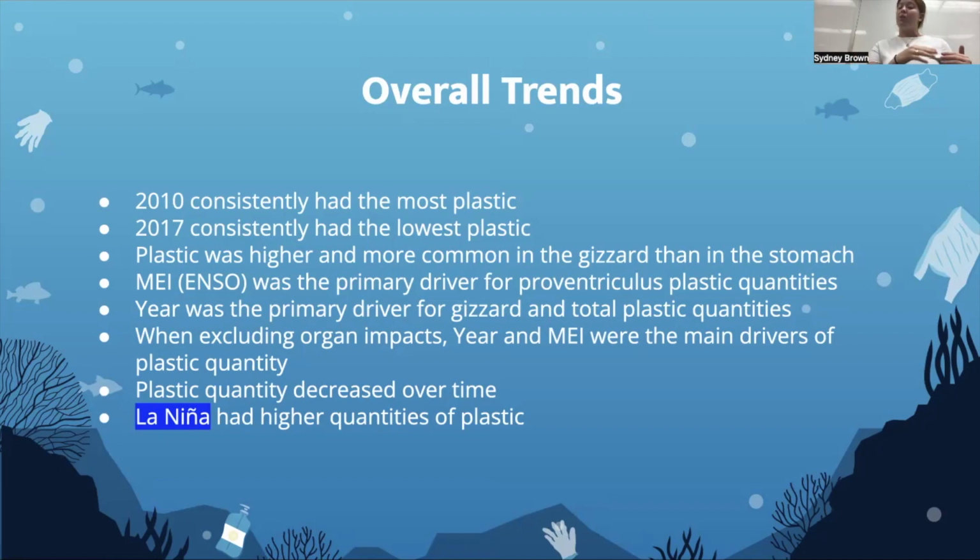But when you're looking at between several years, you see a lot of interannual variation. You have this giant trend line, and it can alternate up and down really easily. And I predicted that MEI was a source of that interannual variation, and this is very supportive of that. We saw plastic quantity decreased over time. And finally, La Niña, contrary to my original hypothesis, had higher quantities of plastic.